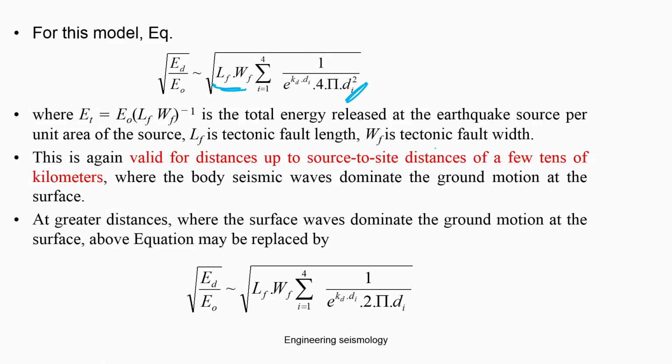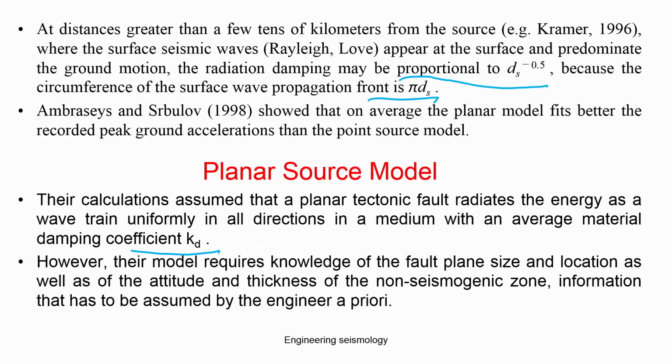So again this is valid for source to site distances of a few tens of kilometers, where body wave seismic wave dominated ground motions at the surface. At greater distances, where surface waves dominate the ground motion, this can be altered by looking at it like this. Where you can see the influence of Di. You can see how this changes; that change you have to observe when you use a surface wave. So that is what we discuss in this.